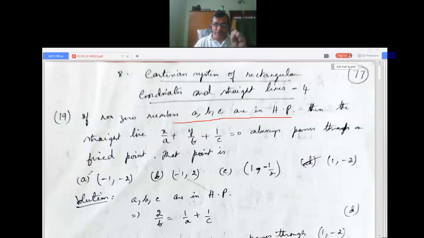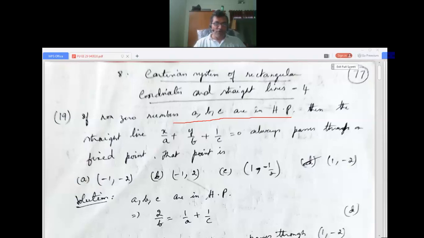A straight line always passes through one point. That means the point is on this line. If the point is on the line, it should satisfy the equation. We want that point. The first option is minus 1 comma minus 2, second option minus 1 comma 2, third option 1 comma minus half, fourth option 1 comma minus 2.